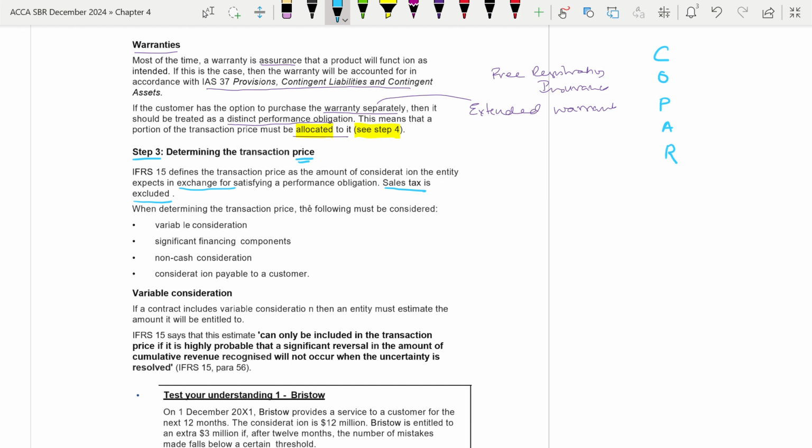Why is VAT not part of the price? Because VAT belongs to the government. Tax belongs to the government. We should not treat tax as revenue. Is it right? We should not. That is the reason. You see the invoice.